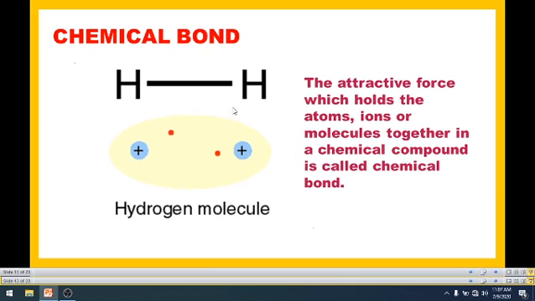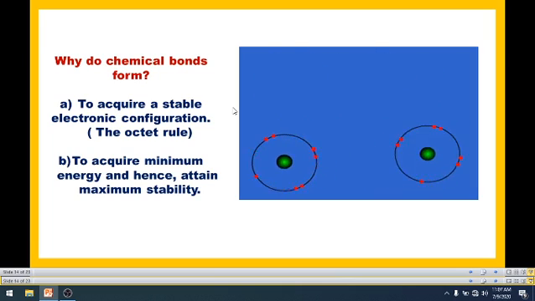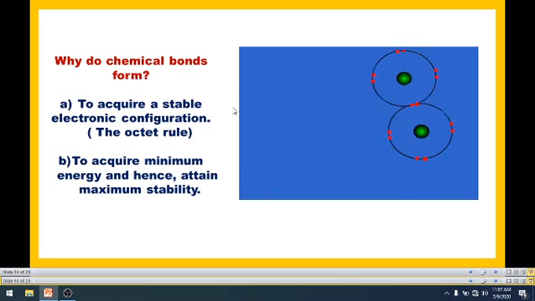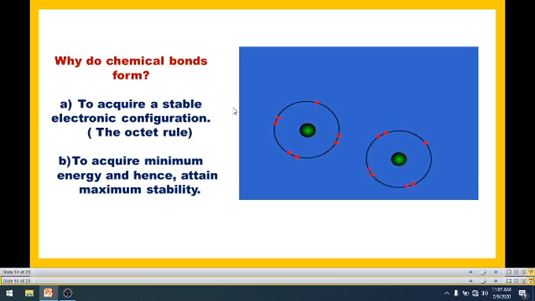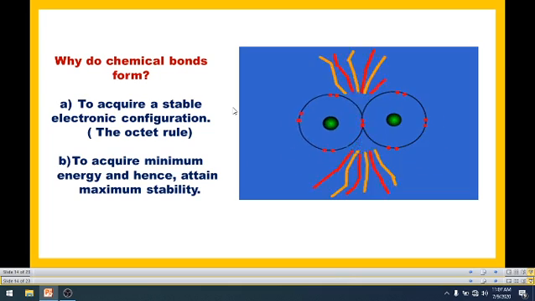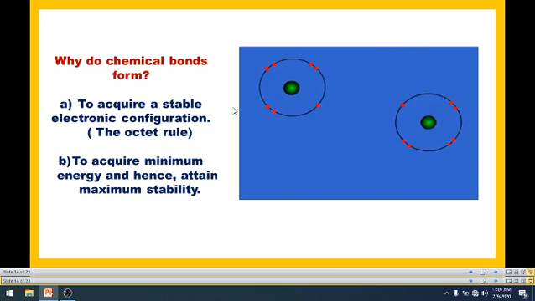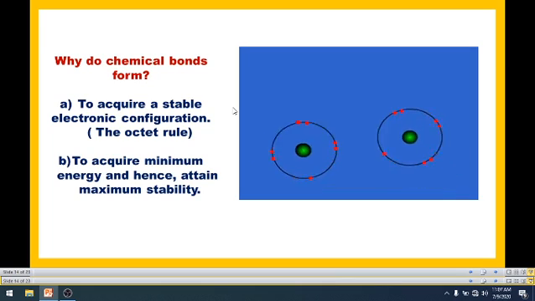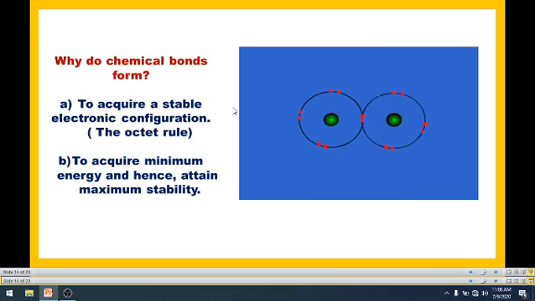Okay, what are the types of chemical bond and why is a chemical bond formed? What is the reason for the formation of a chemical bond? There are two main reasons. Number one, to acquire a stable electronic configuration. That is the main reason. We know that the noble gases have the most stable electronic configurations. Out of 118 elements, only 6 noble gases have stable electronic configuration. So all the remaining atoms want to have 8 electrons in their outermost shell in order to acquire the stable noble gas configuration. That's why they form chemical bonds.